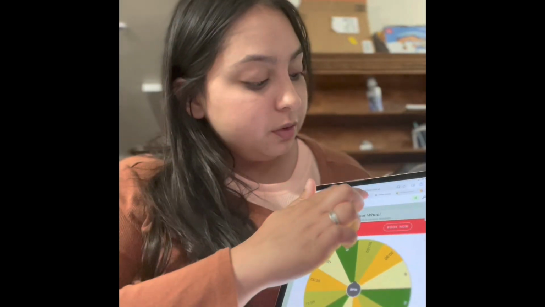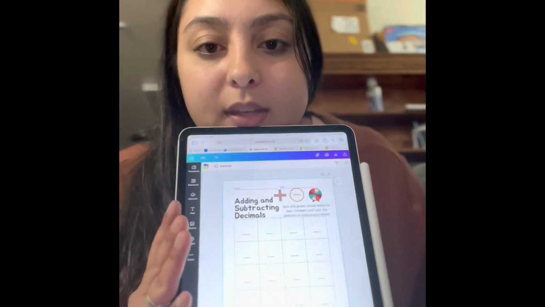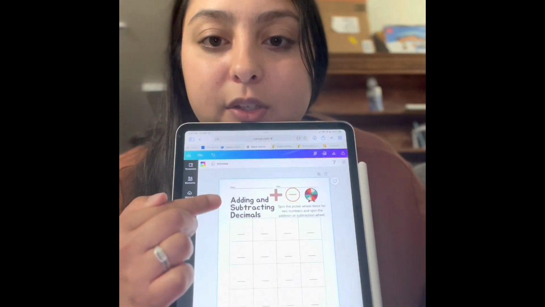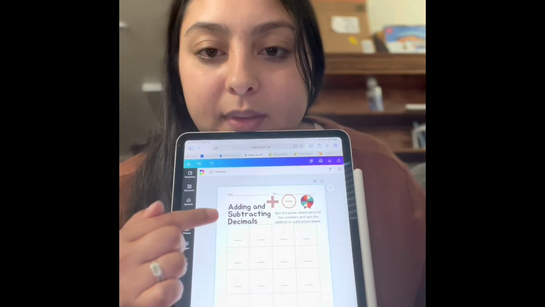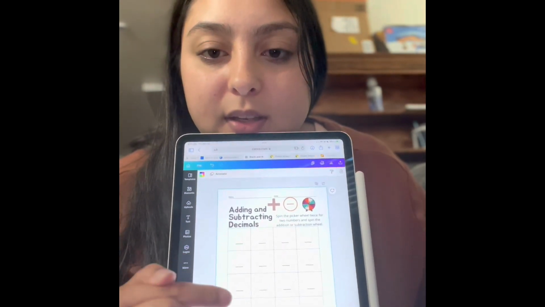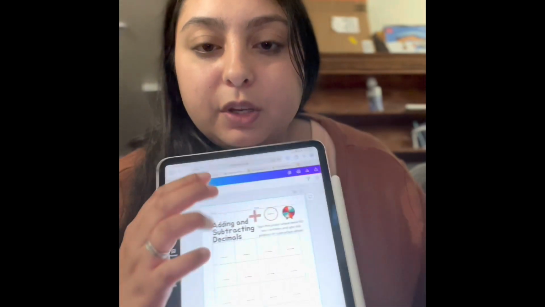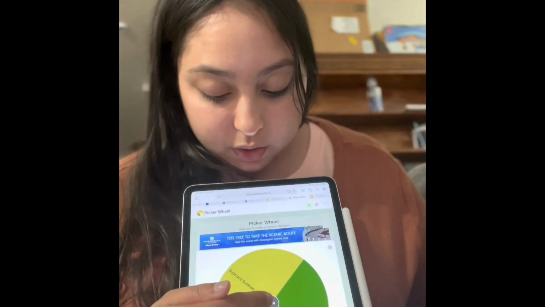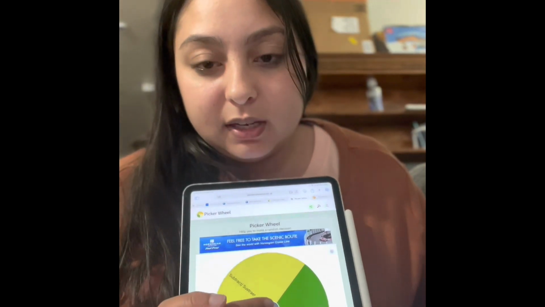So what you're going to do is open up your assignment. It has instructions right here, but I will do a little bit with you. So you're going to be adding and subtracting decimals, and here's your instructions right here. And so each box is going to be completely blank except for this bar. So what you're going to do is go to your picker wheel where it's your add and subtract, and you're going to spin.